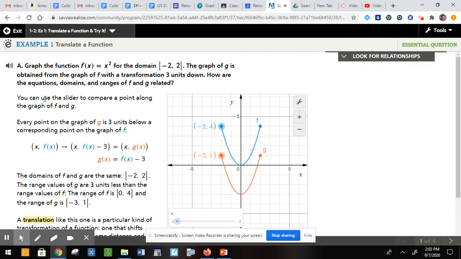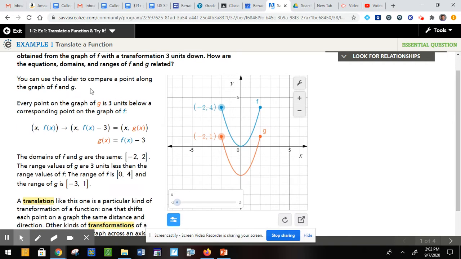All right, so if we take a look, it says you can use the slider to compare a point along the graph of f. So the blue is the graph of f, which is just f of x equals x squared, and then I'm just going between -2 and 2. We'll actually learn how to graph a quadratic when we get into the unit on quadratics. Right now, we're really just looking at what's the difference between moving something 3 down.